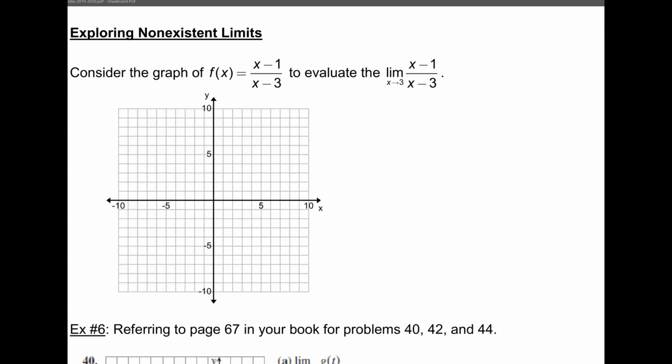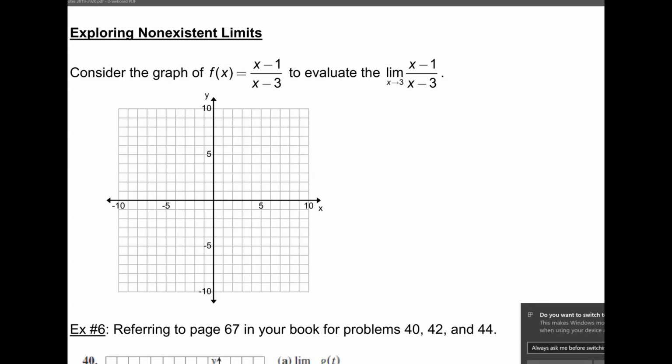Graph x minus 1 over x minus 3. So to do that, we could do it on the calculator. You pull up your calculator, you could see what this looks like. And we want to evaluate the limit. What happens as x goes to 3? So first off, if we just plug in 3, what's going to happen?